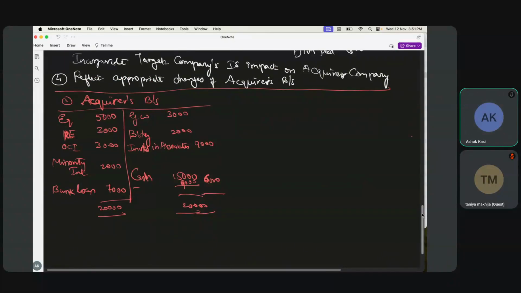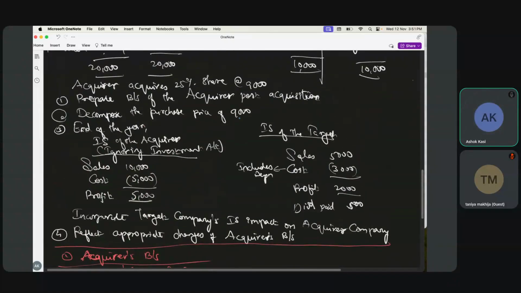So question 2 is what? Decompose the purchase price of 9,000. That means, when you are purchasing something, you might have paid more than the market value, more than the fair value of the company. So we have to find out. When you are buying a company, you might pay a little more premium, which is called goodwill in accounting. So we have to find out if there is any goodwill or not.